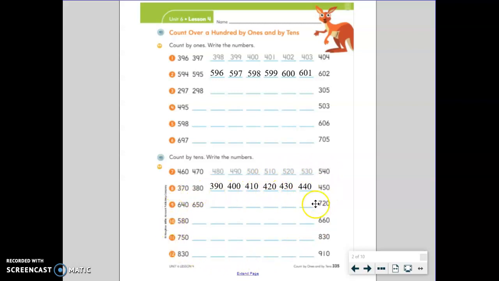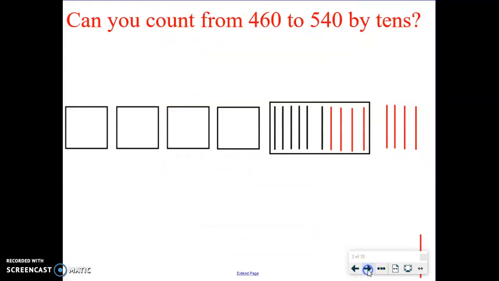At the bottom, you're going to continue practicing counting on by tens. Remember, once you hit that 90, then your hundreds are going to change. You're going to be making a new 100.